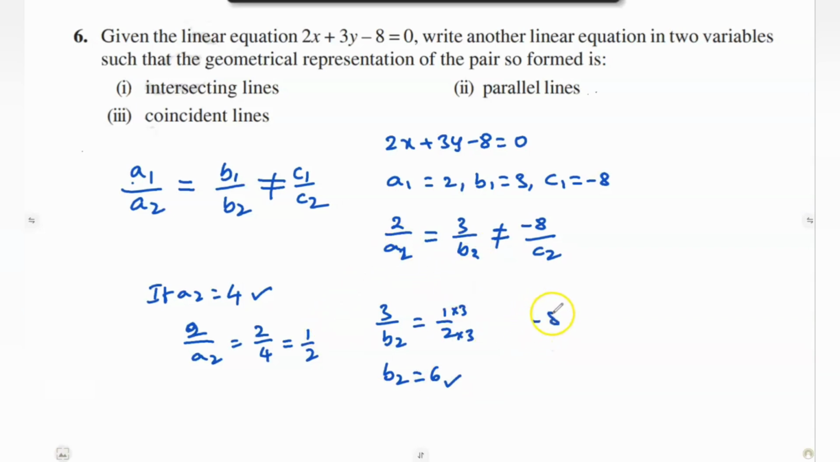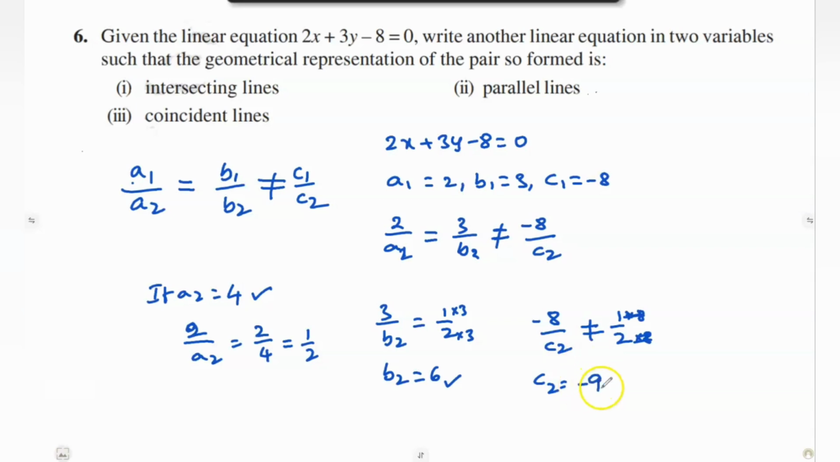And minus 8 by c2, what about the condition for the third one? Minus 8 by c2 should not be equal to half. You need to choose a c2 value, any number, but it should not give half. So c2 can be any number other than 16 actually. If it is 16, like if you multiply 8 and 8, I'll get c2, so if they are equal it would be 16. So it should not be equal to 16. Other than 16, you can take any value for c2.